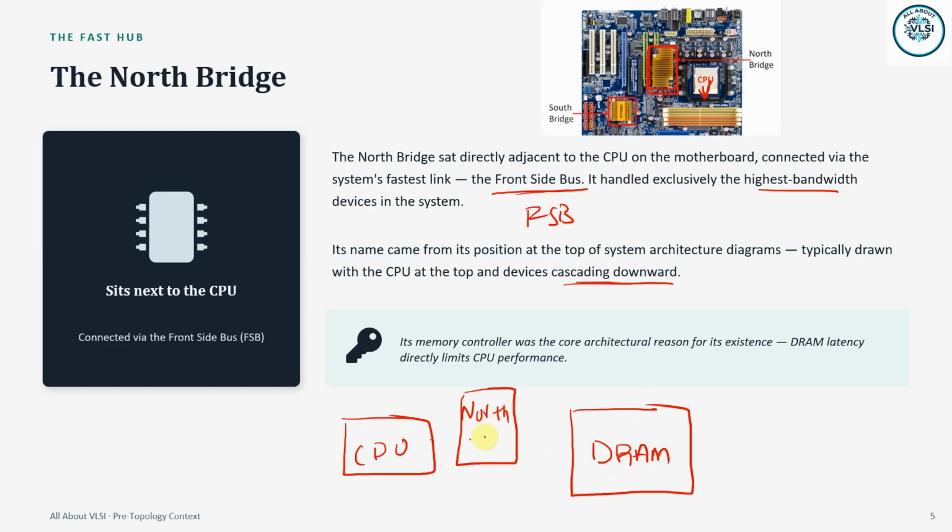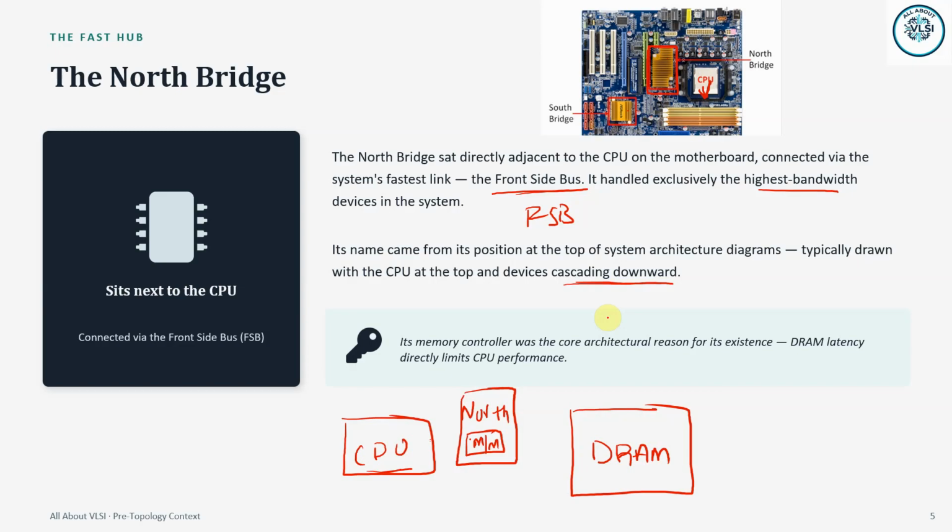The north bridge internally has something known as a memory controller. The CPU gives the instructions to the north bridge to perform memory operations to the DRAM, and internally the north bridge's memory controller deals with the DRAM. This reduces the latency. If we did not have this north bridge, we would need to implement these memory operations directly, and the CPU would incur the latency.